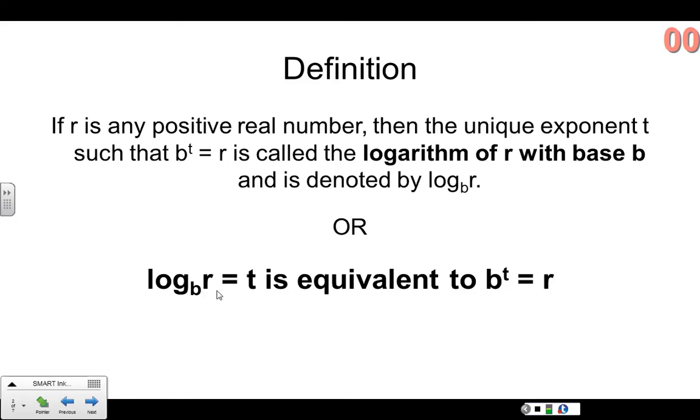Log base b of r equals t. This sentence can be equivalently written as b to the t equals r. If I give you an exponential equation and say write this in logarithm form, that's how you would interpret it. Or if I give you the logarithmic equation and say write this in exponential, this is how you would interpret it.